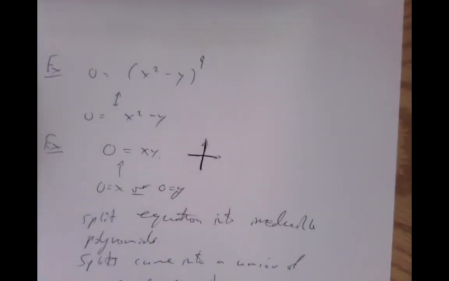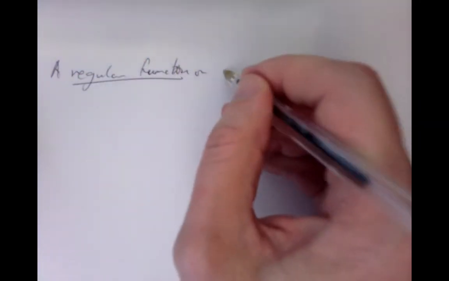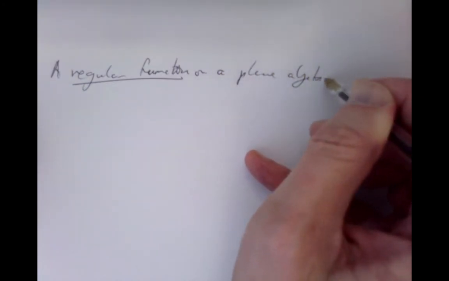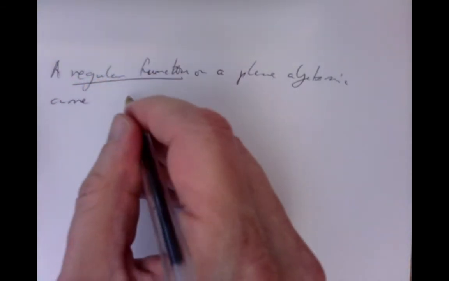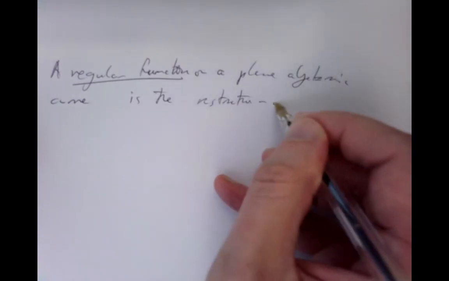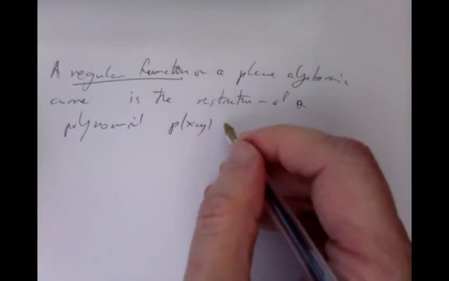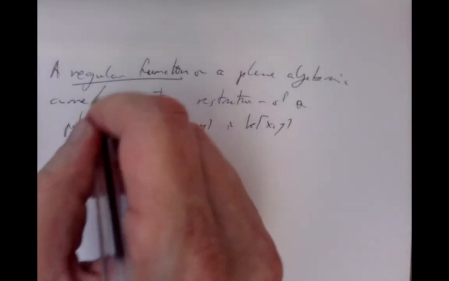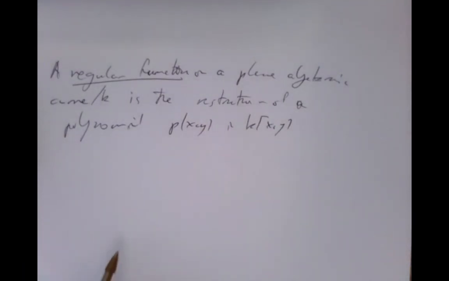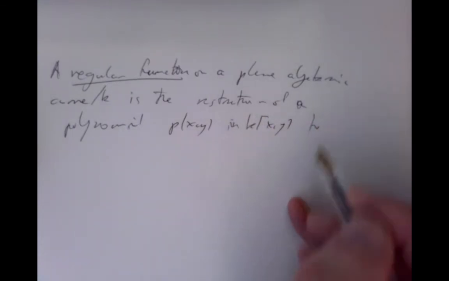So curves are nice to look at, but what do they have to do with algebra? We want to construct out of them algebras and fields. A regular function on a plane algebraic curve is the restriction of a polynomial p of x, y on the xy plane, so in k of x, y. So this is a plane algebraic curve over a field k, and we're always working over fields. We won't worry about algebraic curves over other rings, just fields. So it's a restriction of this polynomial to the points.